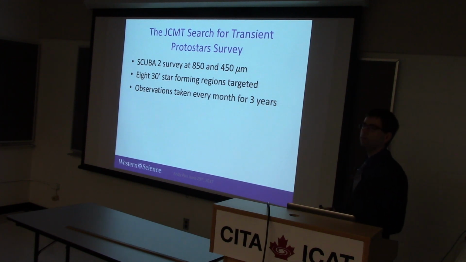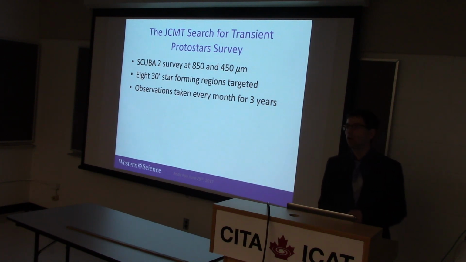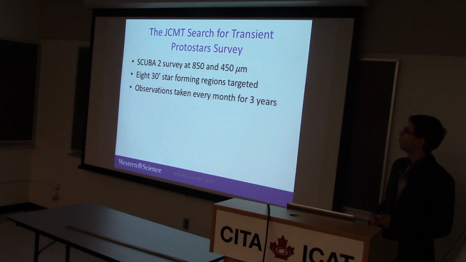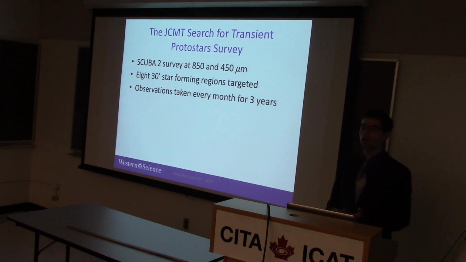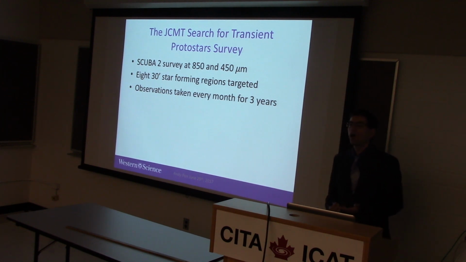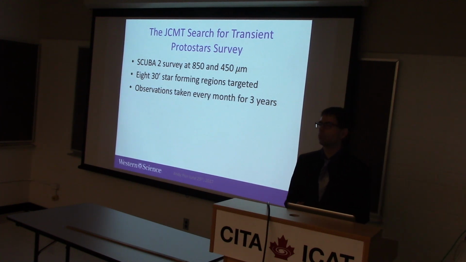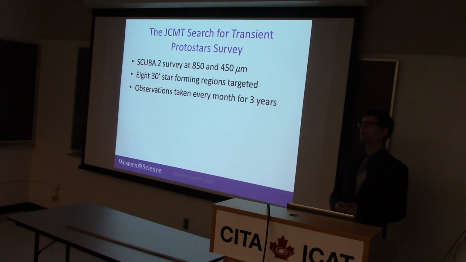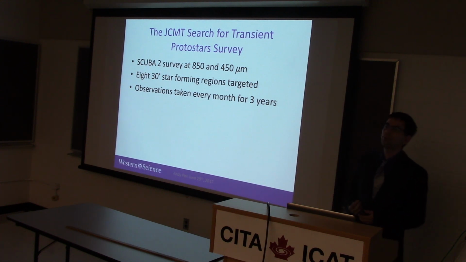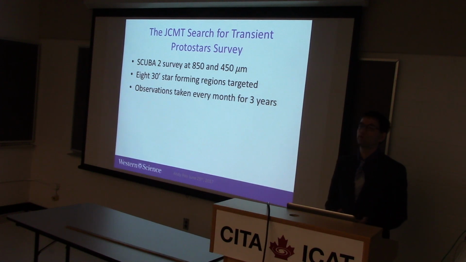This is a large program on the James Clerk Maxwell Telescope, so it's sensitive to 450 micron and 850 micron emission. We can actually observe both wavelengths simultaneously with the SCUBA-2 instrument. With this large program, we're going to be observing 8 roughly 30 arcminute patches of nearby star-forming regions. We've got time for the next 2 years plus the previous year, we've been observing for about a year now, and we're going to be observing each one of these regions roughly once a month. We're basically going to develop 3-year light curves for hundreds of protostars to really get at the time domain of what's going on with the time variability of all of these protostars.